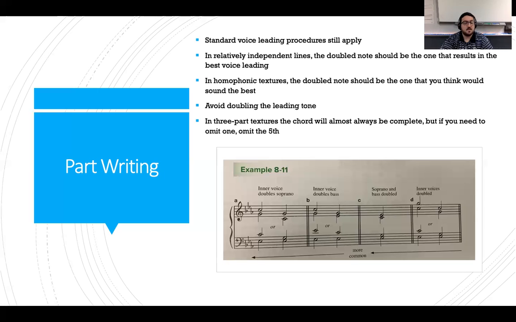So for 3-part textures also, if you're writing in first inversion chords, the chord will almost always be complete, but if you need to omit a chord member, omit the 5th of the chord. So I think that's it, yeah.